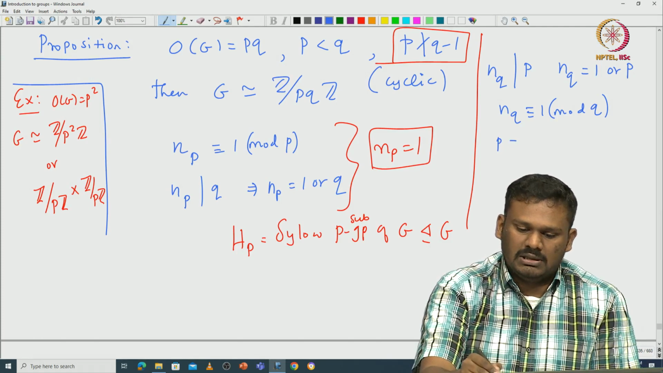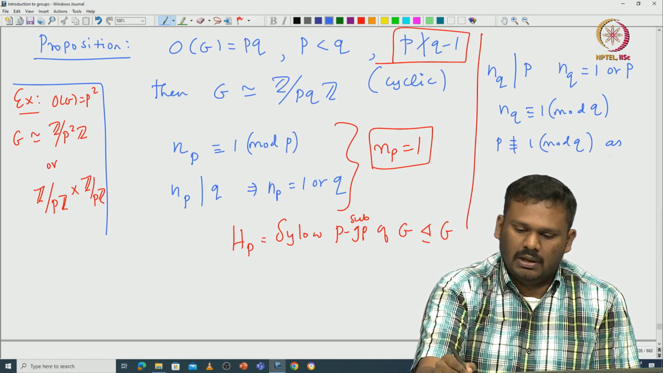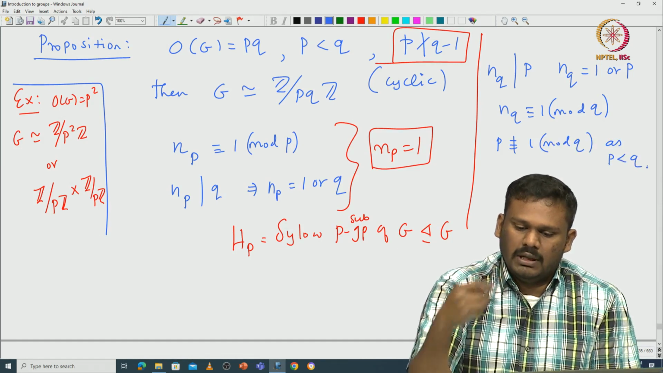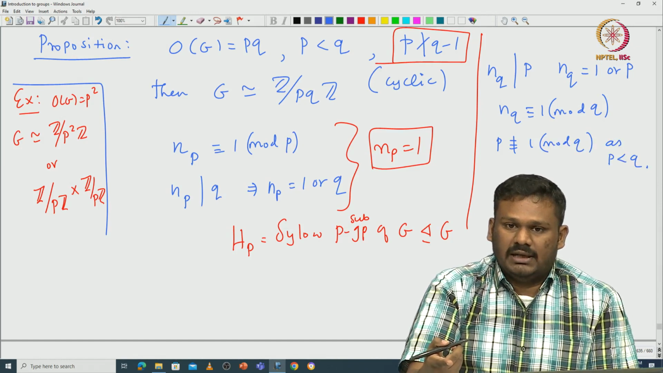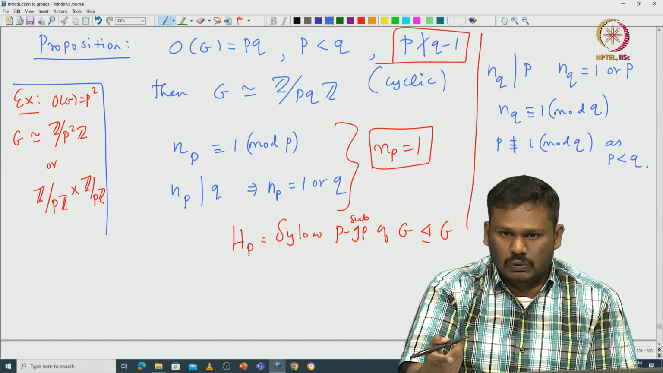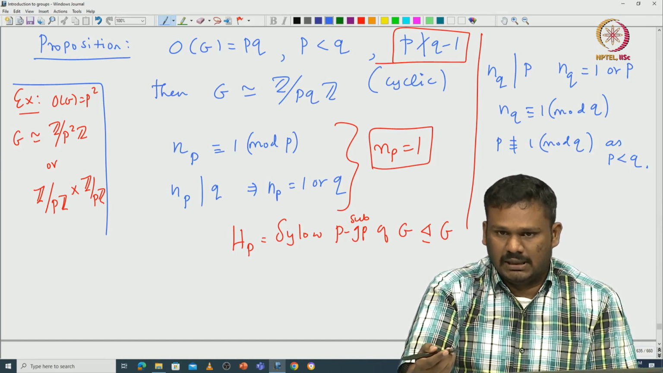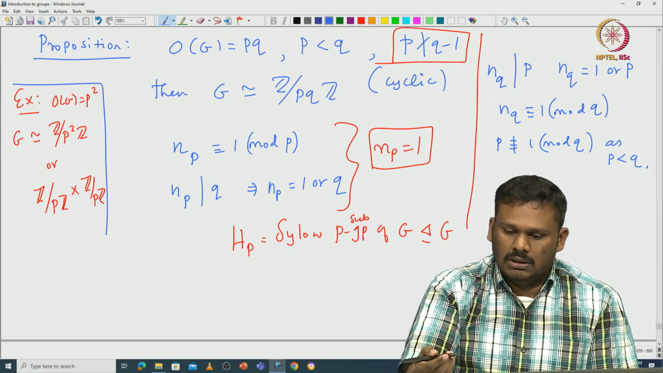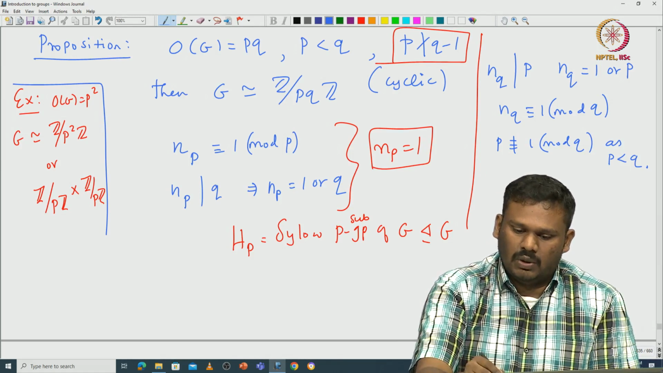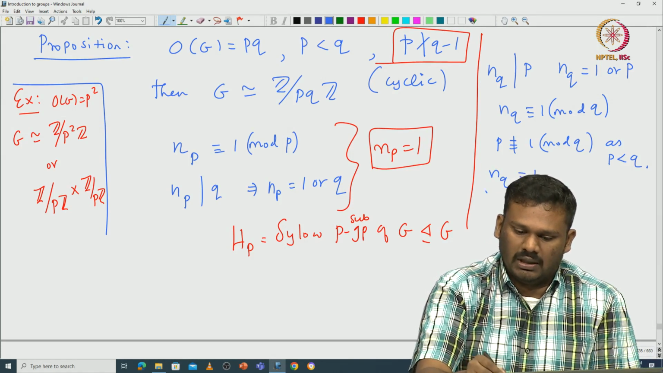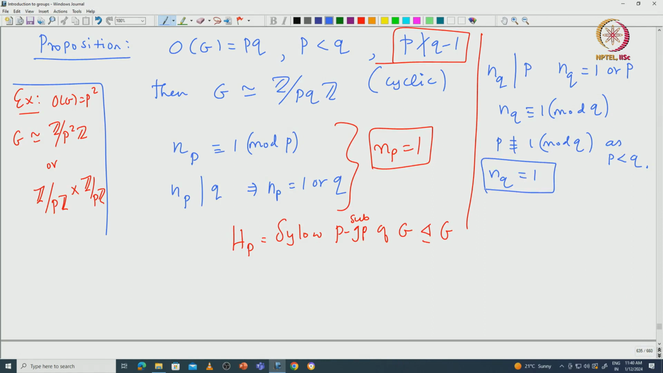But P is not congruent to 1 modulo Q, as P is less than Q. If P is congruent to 1 modulo Q, then that forces that P minus 1 will be greater than or equal to Q. So that forces that P is greater than or equal to Q. So that is not the case, P is less than Q. So that means the only possibility is NQ is 1. So now NQ is 1.